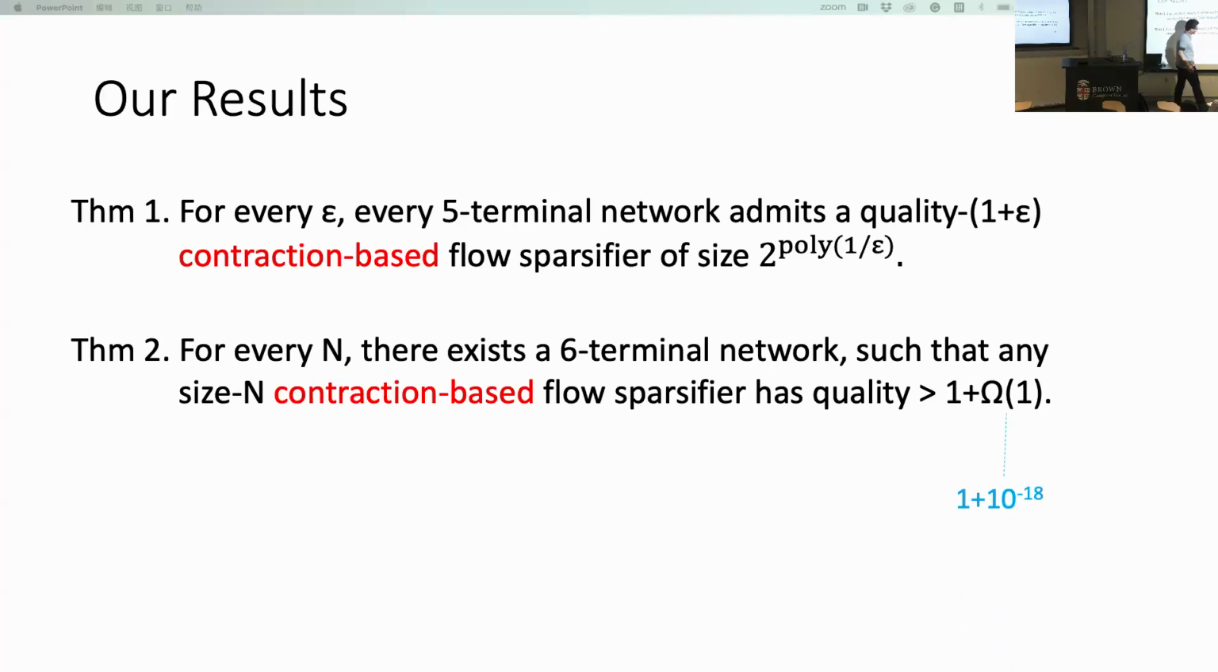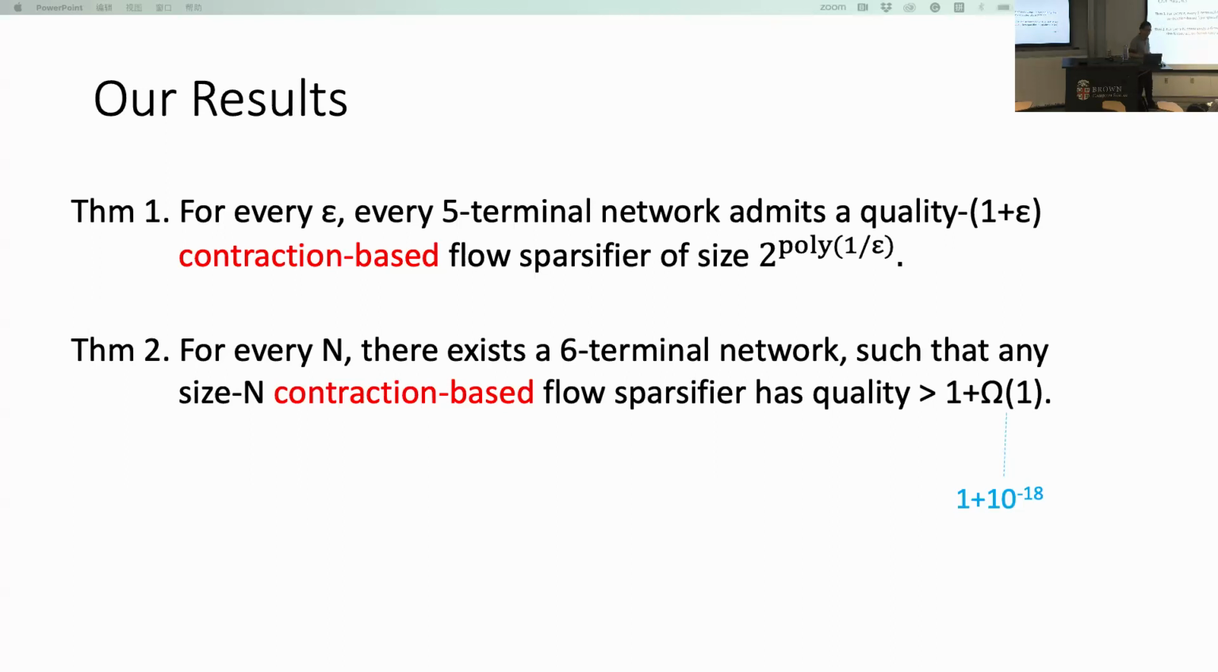This omega 1 is some absolute constant, which is 10 to the minus 18. We haven't tried to improve this very hard, but it can probably be brought to 10 to the minus 3, like that. But it's an absolute constant. Okay. So another way to interpret theorem 2 is that 1 plus epsilon is impossible. It requires infinite size. Okay, that's all the main results.